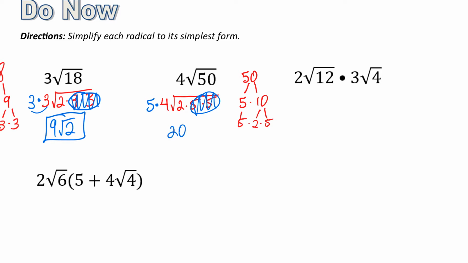So we have 20 outside. Because I brought a 5 out, there was already a 4 there, so 5 times 4 is 20, and then the 2 on the inside.